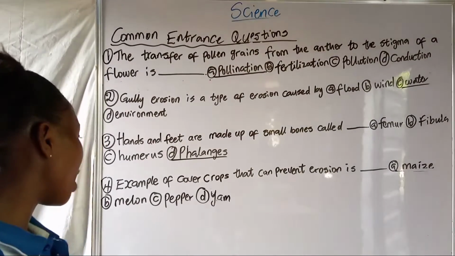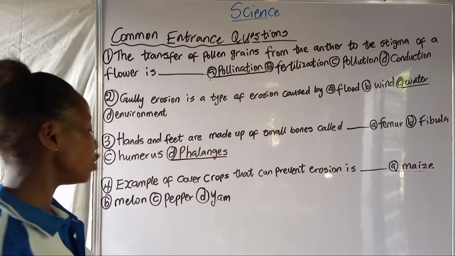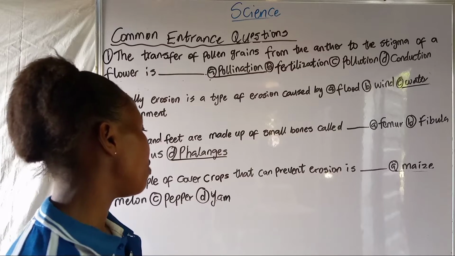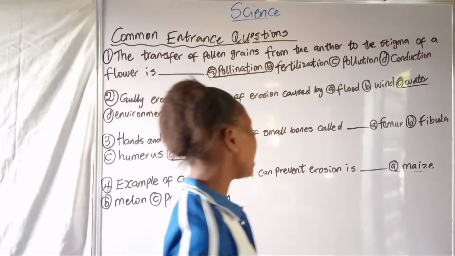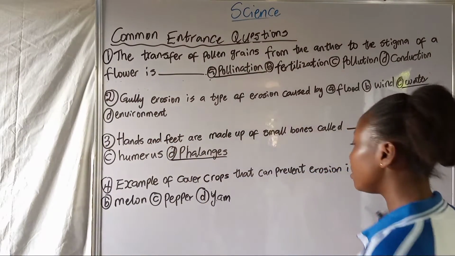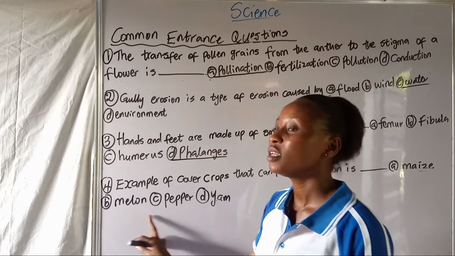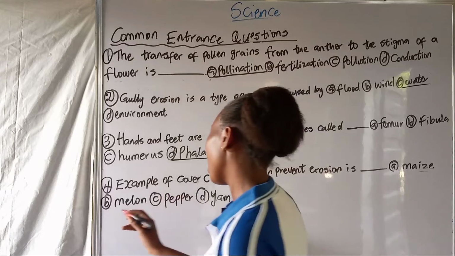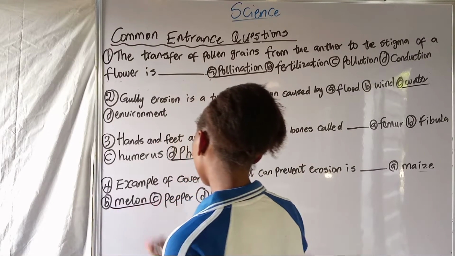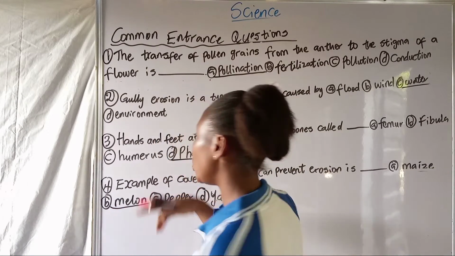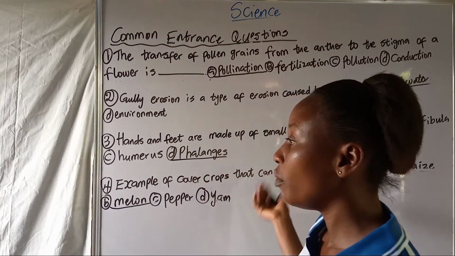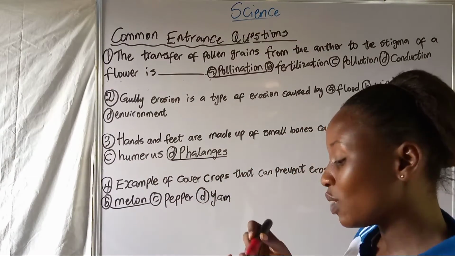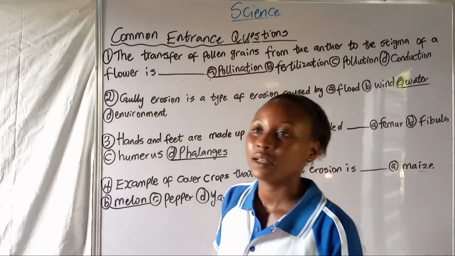Examples of cover crops that can prevent erosion. Question 4. Examples of cover crops that can prevent erosion is dash. We have A, maize. B, melon. C, pepper. And D, yam. Melon, is it a cover crop? No, we have examples of it. We have beans. We have lemon and some other crops. So that's that for that.